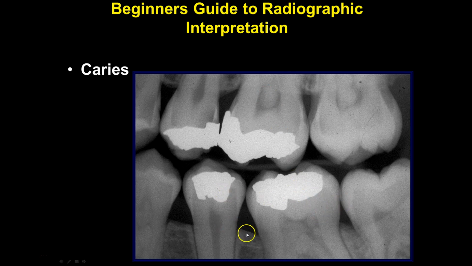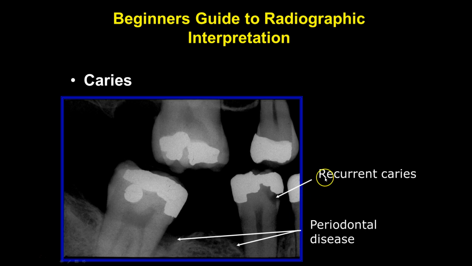Amalgams placed in here, nice horizontal bone. This looks like vertical bone loss, but if you look at the way this tooth is positioned, it's depressed more in the socket, so it's actually following the CEJ as it normally would. So recurrent caries here and some periodontal disease. You'll see how recurrent means it comes next to an already existing restoration. It had a history of having decay and now it's recurrent.